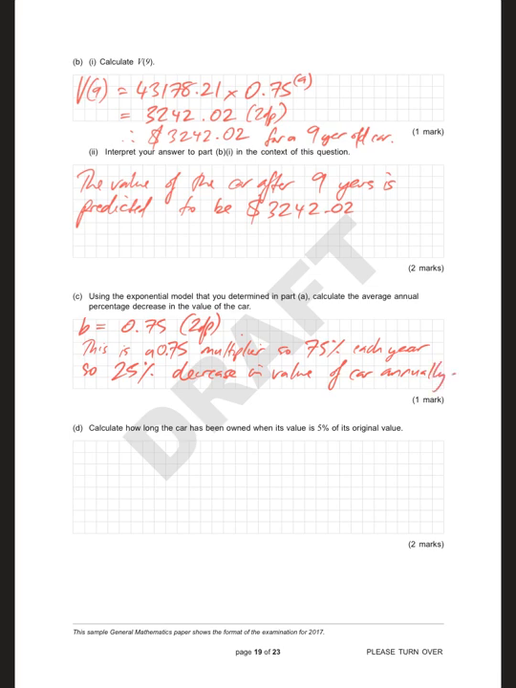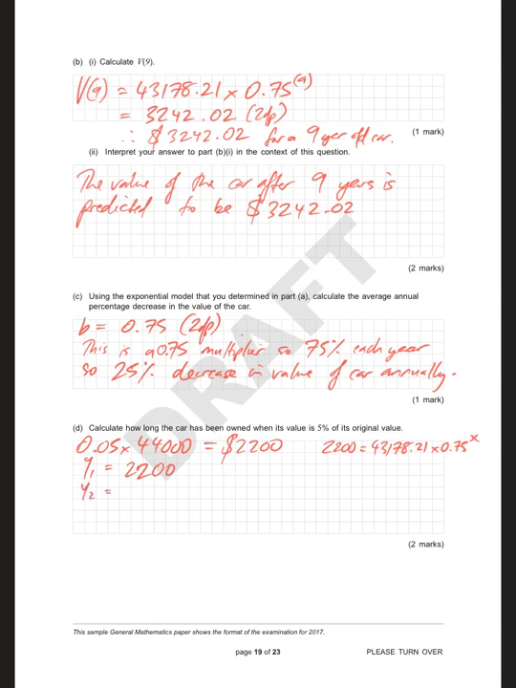Calculate how long the car has been owned when its value is 5% of the original value. So I need to work out what 5% is. 0.05 times by the original value is 44,000, 2,200. So now you need to use the graph drawing function because we don't do hard enough maths to solve this algebraically. The equation you're graphing is 2,200 is equal to 43,178.21 times by 0.75 to the power of x. So y1 is going to be 2,200.